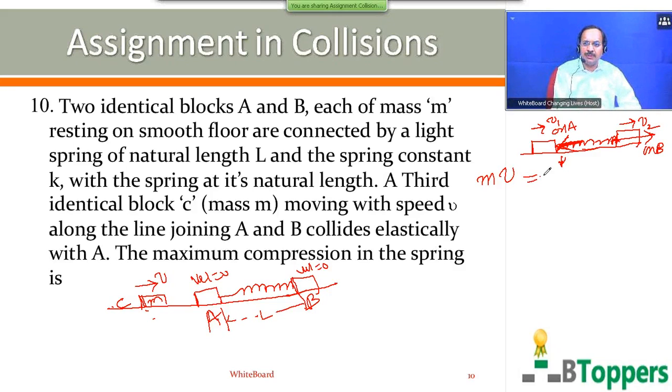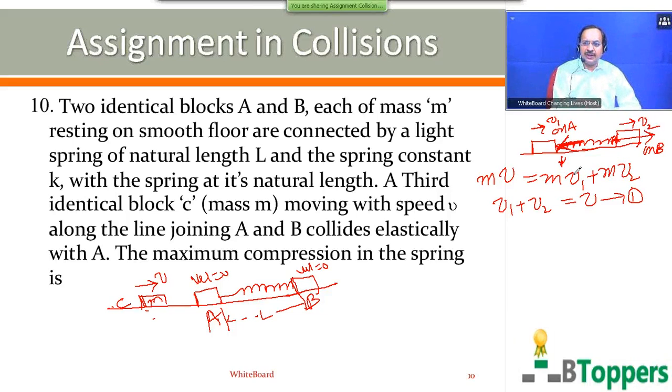So from conservation of momentum, you can write mv is equal to mv1 plus mv2, or you can write v1 plus v2 equal to v. So if you again start your observation from the instant block A starts moving towards right with velocity v, during subsequent motion v1 decreases because elastic force by spring on A acts opposite to v1. v2 increases because elastic force by spring on B acts in the direction of its velocity.